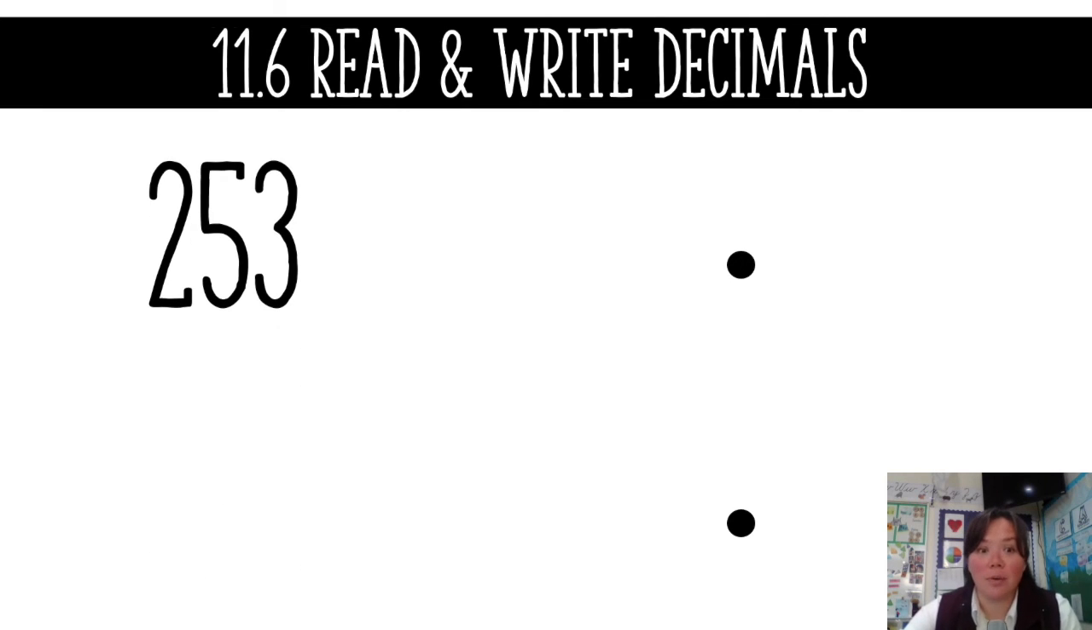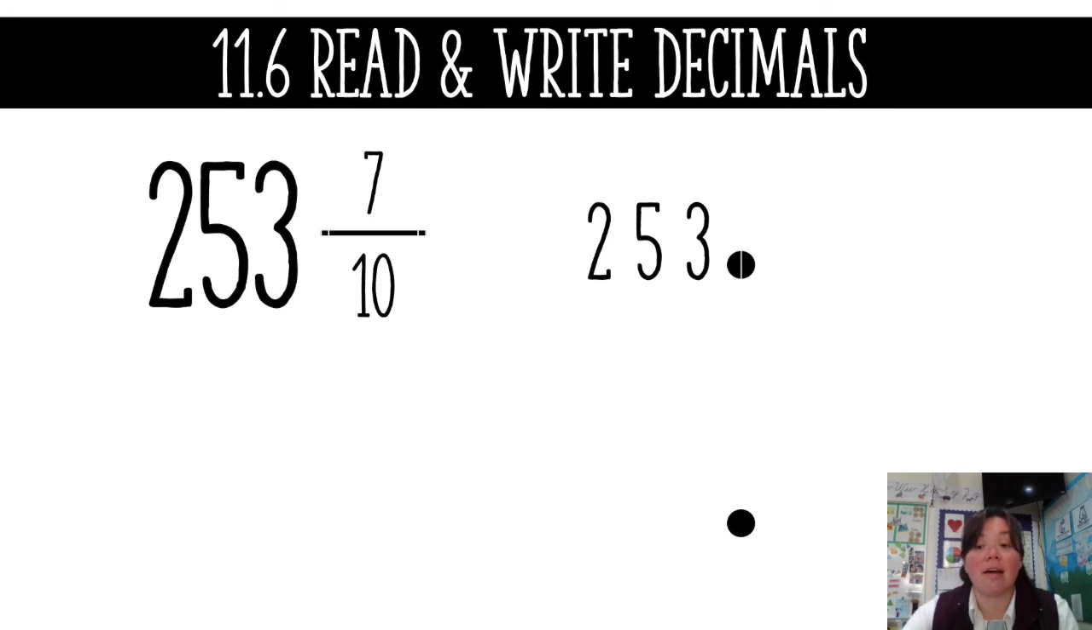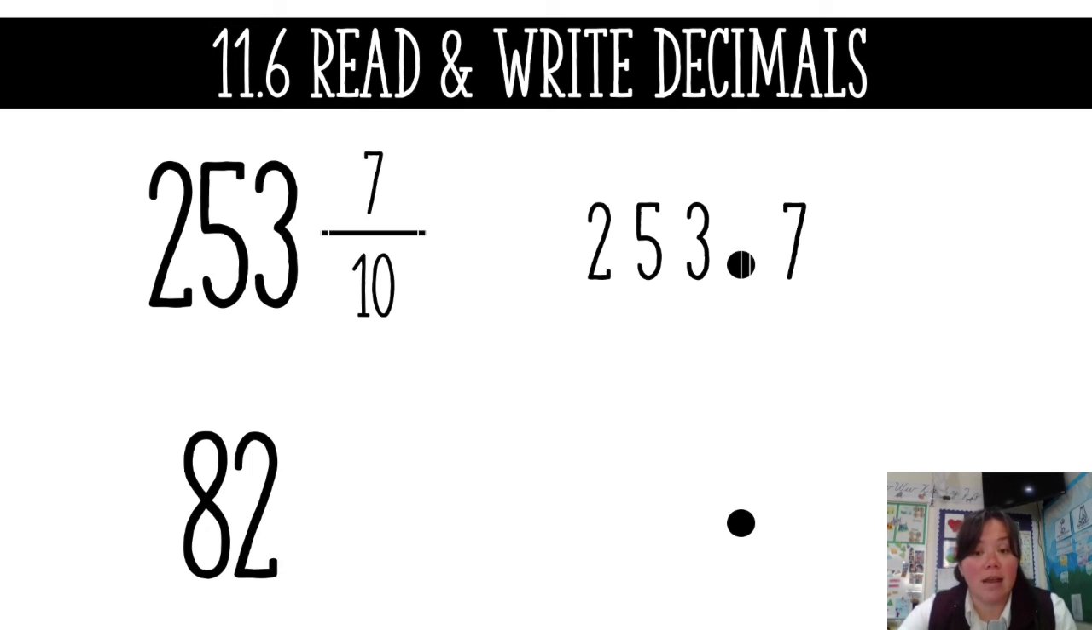I've got 253, because why not go big, and 7/10. 253 and 7/10. How would we write that in decimal form? Well, 253 is your giant, so that goes on the left side of your decimal, and then 7/10. The 7 just goes in the tenths place. Easy peasy.